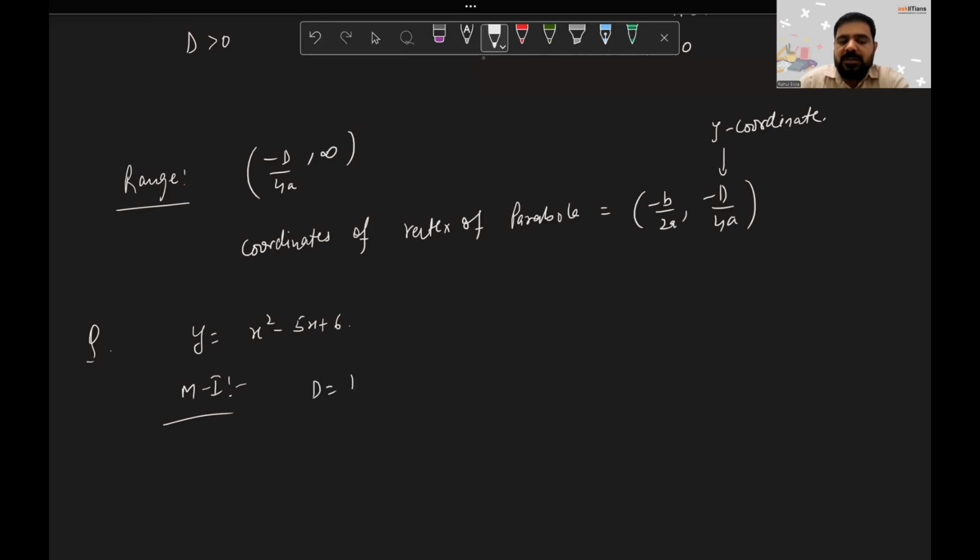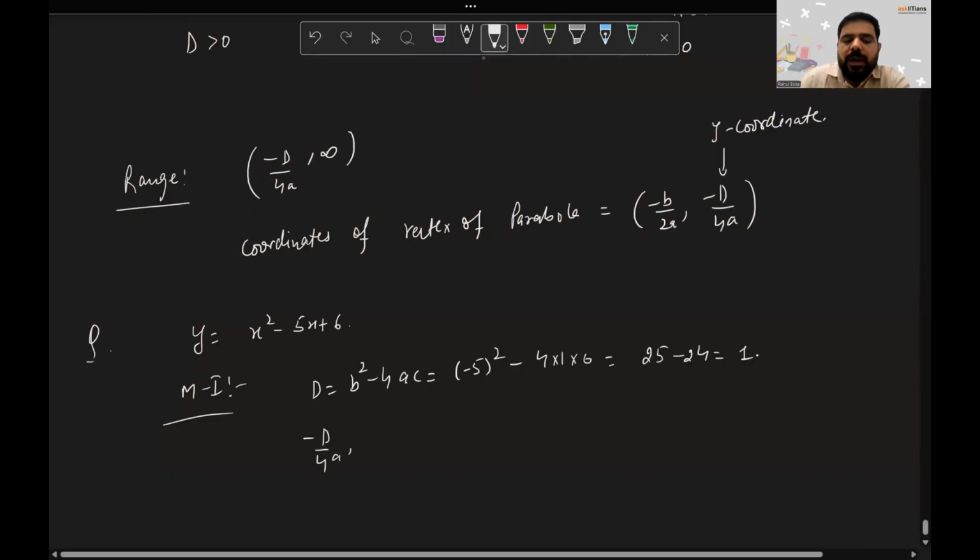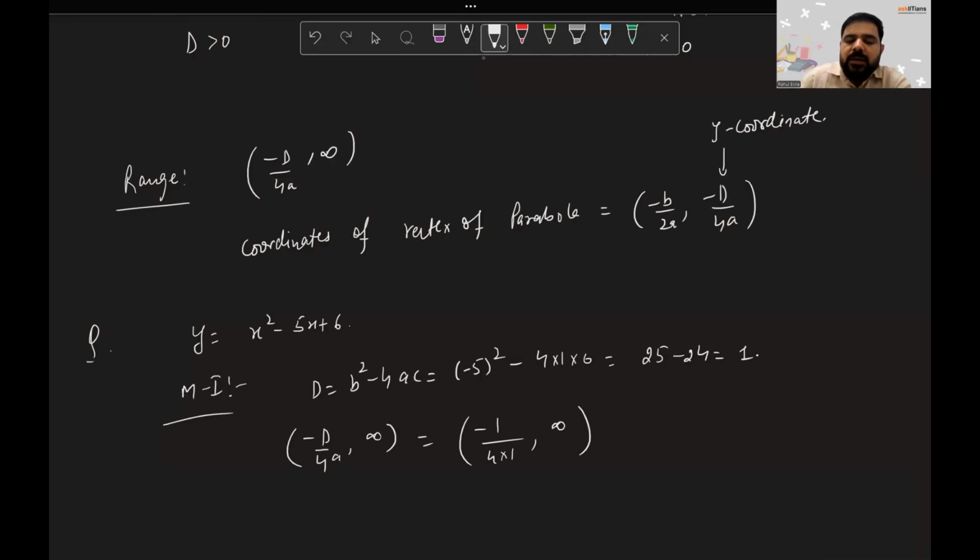What's the discriminant? Discriminant will be b square minus 4ac. So minus 5 square minus 4 into 1 into 6. So 25 minus 24, which is 1. So the range is going to be minus d by 4a to infinity. This is going to be minus 1 by 4 into 1 to infinity. This will be giving us minus 1 by 4 to infinity.